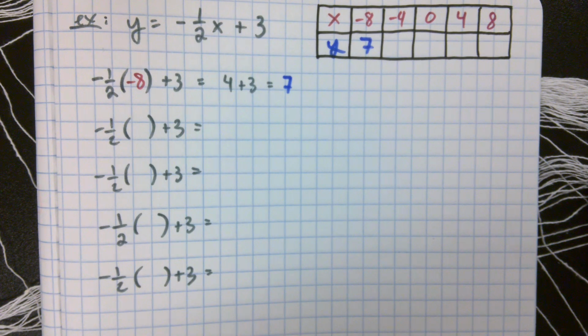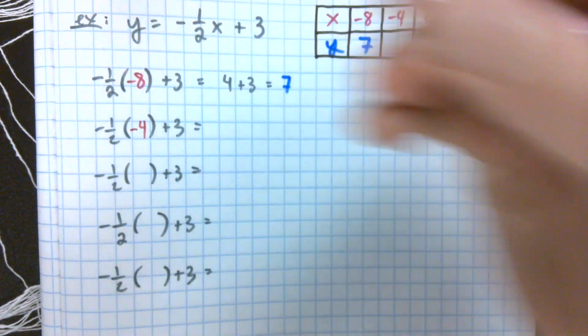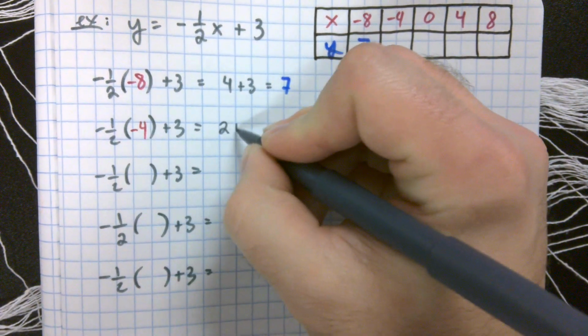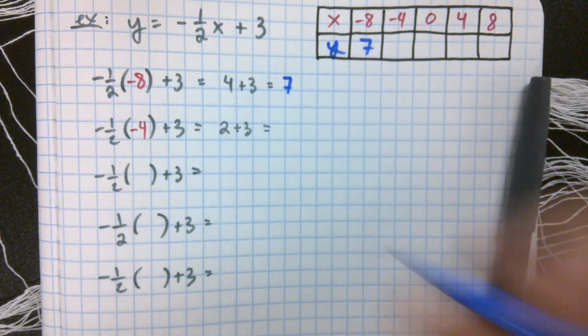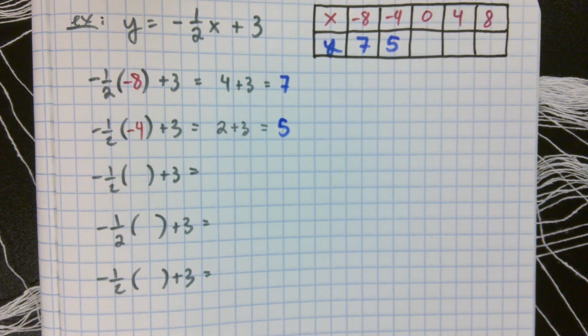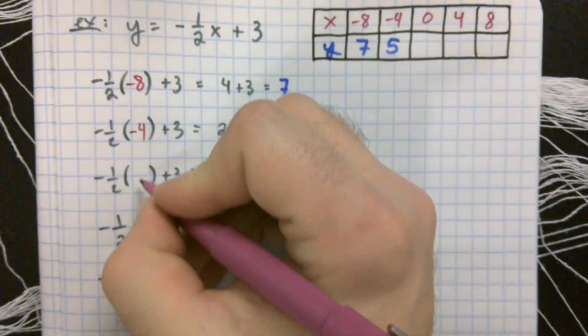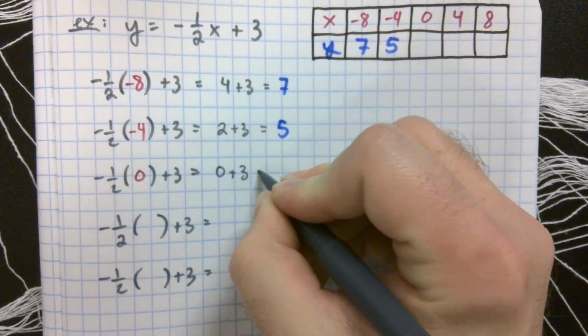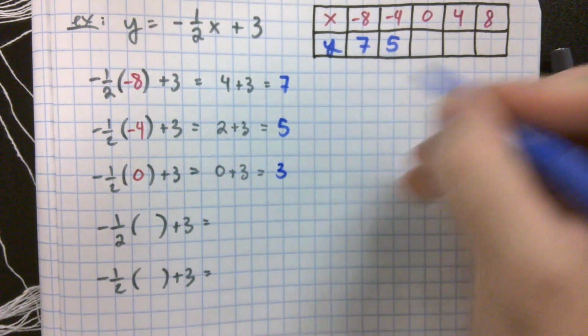Then we plug in negative 4. What's negative 1/2 times negative 4? Positive 2. 2 plus 3 gives us 5. That's my second y value there. What's negative 1/2 times 0? 0 plus 3 gives us 3.